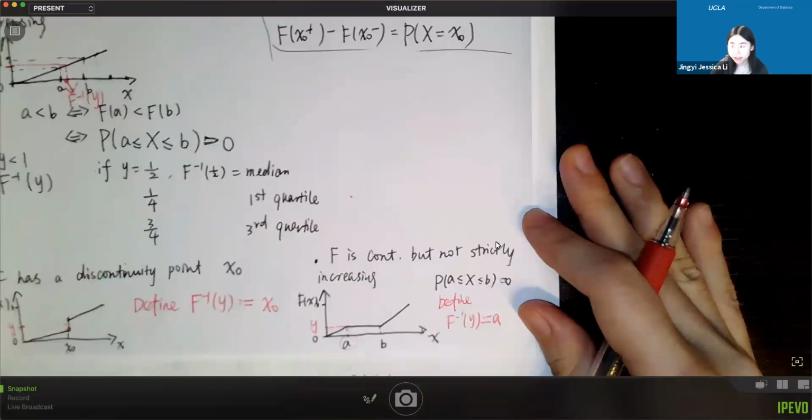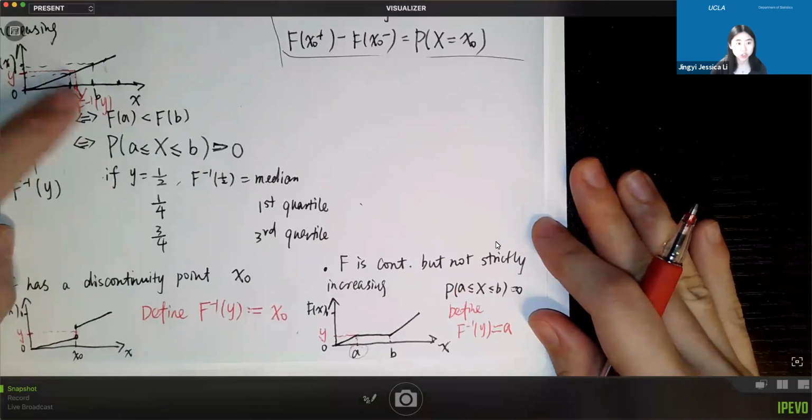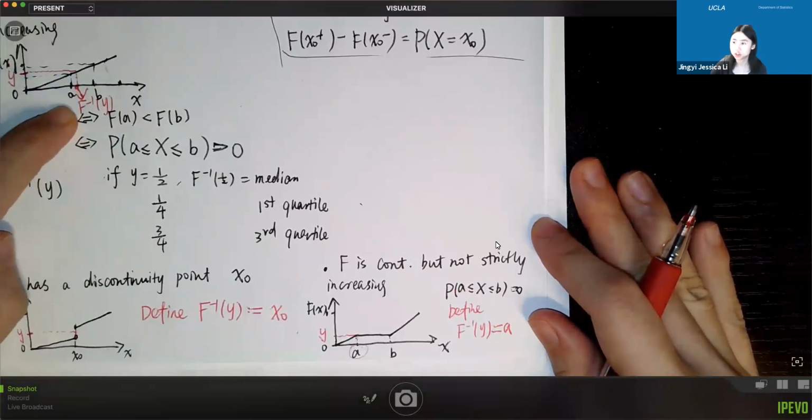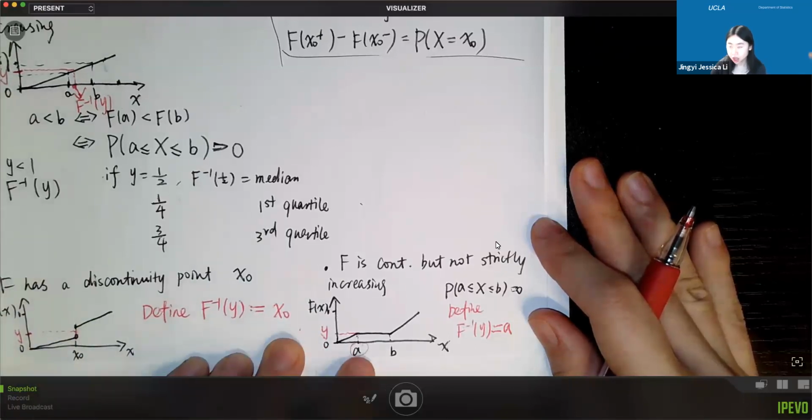Okay, now we have talked about all three cases. As a recap, for the continuity case, it's very straightforward. Just find the inverse. For the discontinuity point, for all the values within the gap in probability, we define the quantile to be the discontinuity point. And when we have this flattened CDF, we define the quantile to be the lower point of the flattened part. That's all the three cases.